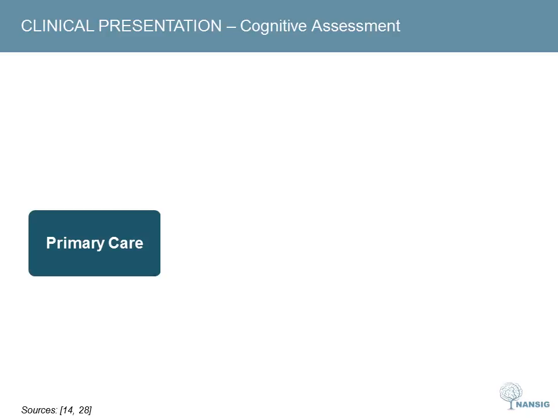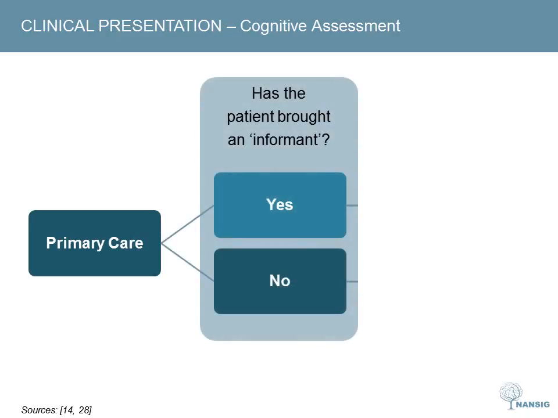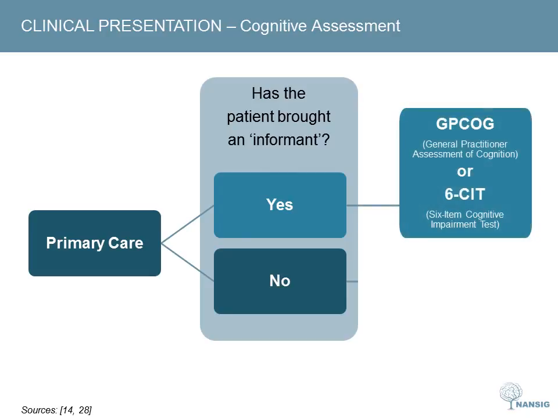Have they brought a relative or friend who knows them well to the appointment? If they have, you can use either the GP COG or the 6CIT. Both of these cognitive screening instruments are designed for use in primary care. If they have attended alone, you should use the 6CIT.